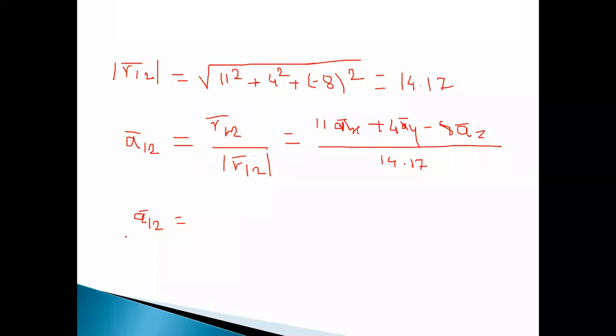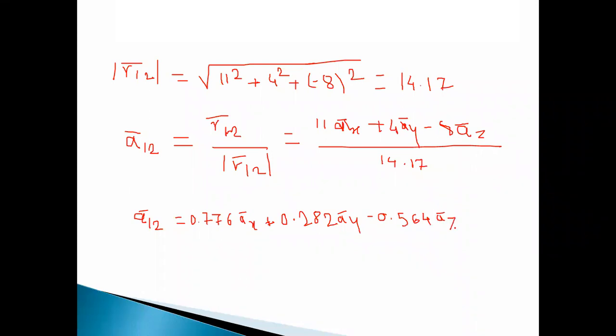So it is unit vector a bar 1, 2 equals 0.776 a bar x plus 0.282 a bar y and minus 0.564 a bar z. Okay, so this is your unit vector now, correct?